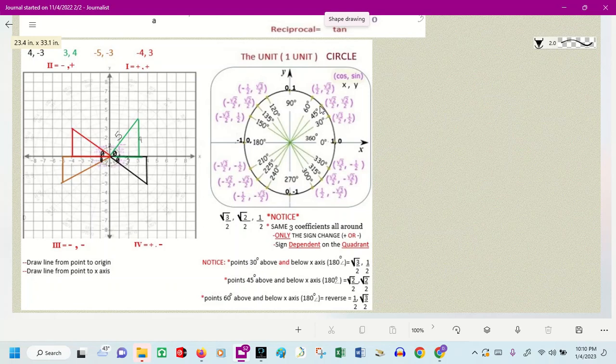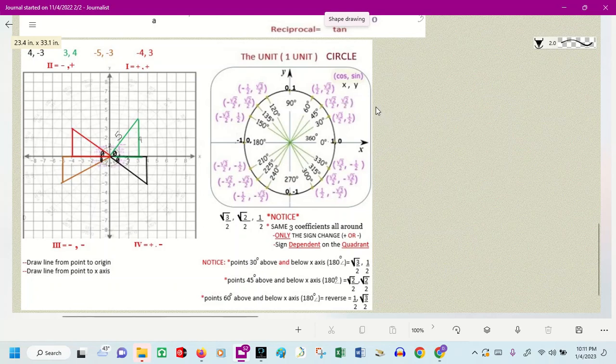If you took a line and drew it straight across to the y-axis, it would hit the y-axis in the same place, point 7. Okay? That's why for x, it's square root 2 over 2. And that's why for y, it's square root 2 over 2.